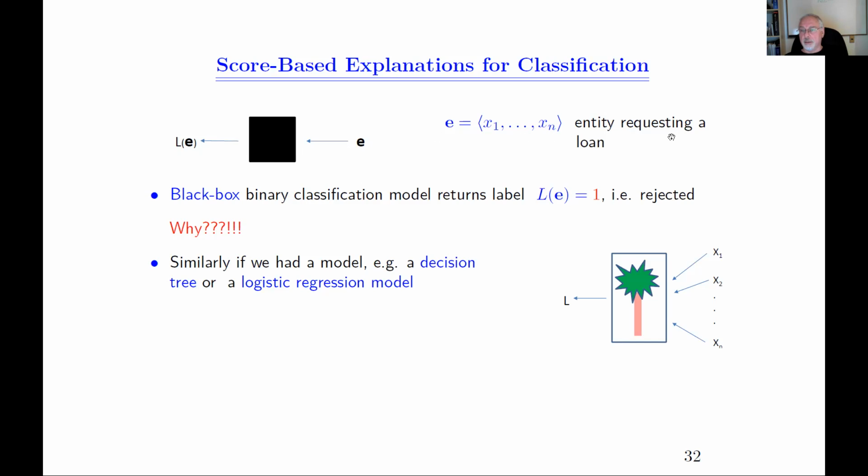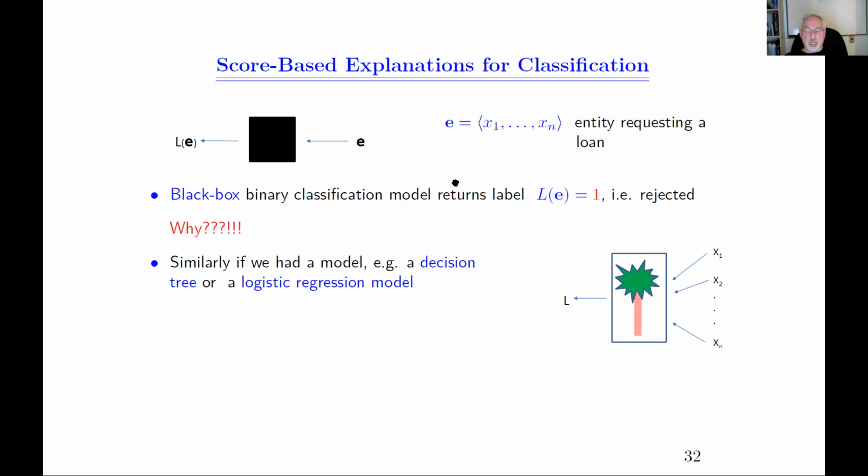For example, it could be an entity requesting a loan from a financial institution, and then we get the label 1, that in this case, for the moment, is going to be the negative case, a rejection, no loan. So why? That is the question that we want to answer. What is the explanation for this?